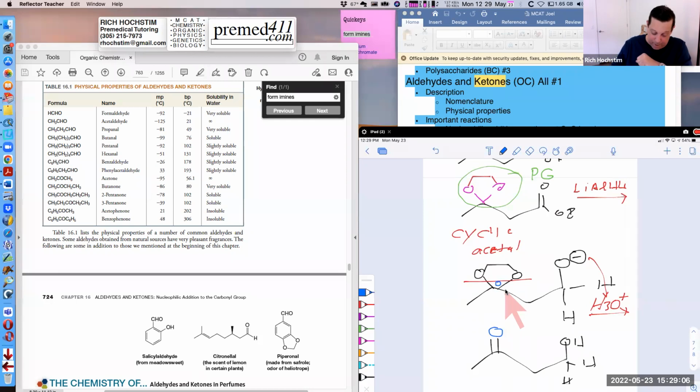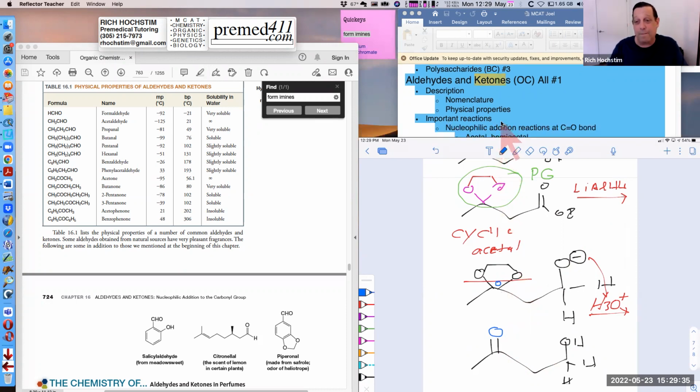Now, what would have happened if we didn't do this? If we didn't do this, the lithium aluminum hydride, a reducing agent, would have reduced the carbonyl to the alcohol. And if we don't want that, we need to protect it. So that's the big deal behind cyclic acetals. Okay, it's not all they're good for, but it's most of what they're good for.